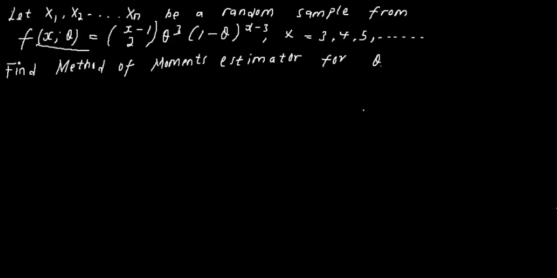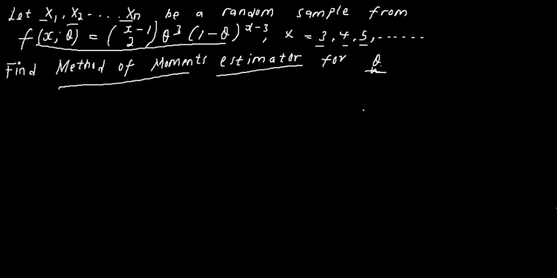If this distribution is of the sample x1, x2, up to xn, where x can be 3, 4, 5, and on and on, find the method of moments estimator for theta. Another way of understanding this is simply by saying find the estimator for theta using method of moments. But how do we do this?